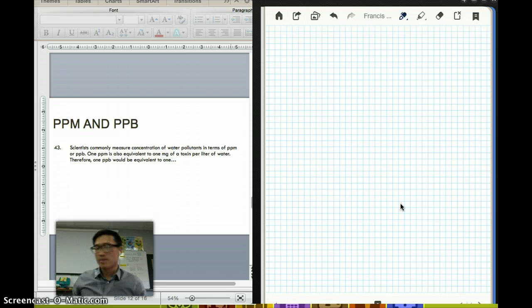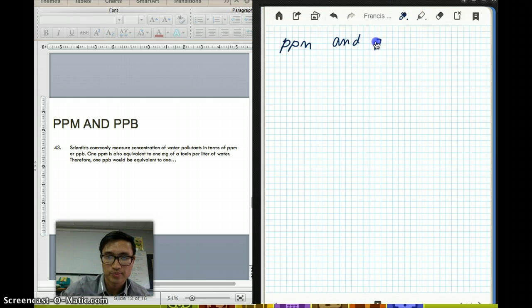So why are we talking about these beads? Well, because in class, we were talking about something called parts per million and parts per billion. So parts per million, that's what that M stands for, and parts per billion. Again, this is for question number 43 on your multiple choice portion, okay?